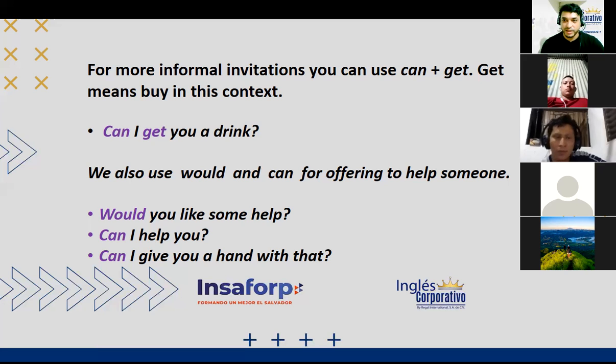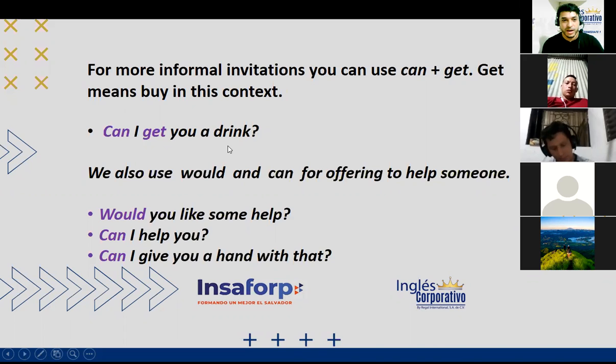So will is more formal. Usamos will para cuando hacemos un reporte o algo más formal. Y can, cuando estamos hablando con algún familiar, un amigo de confianza. In this case, can I get you a drink? Como dice aquí el concepto, get means buy. Tiene el mismo significado de buy. Can I get you a drink?